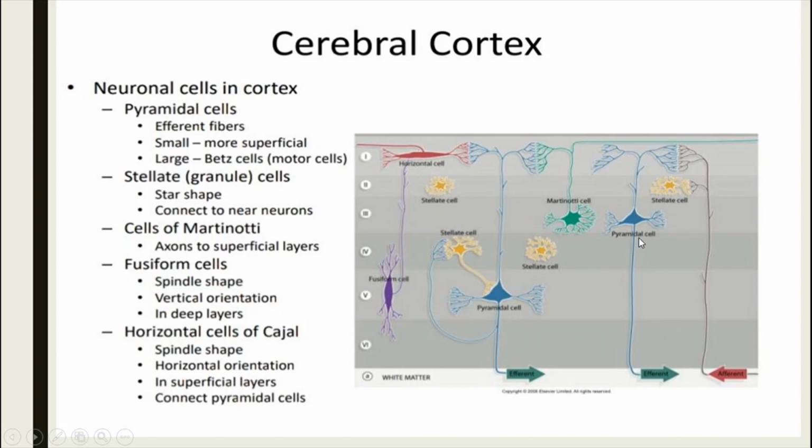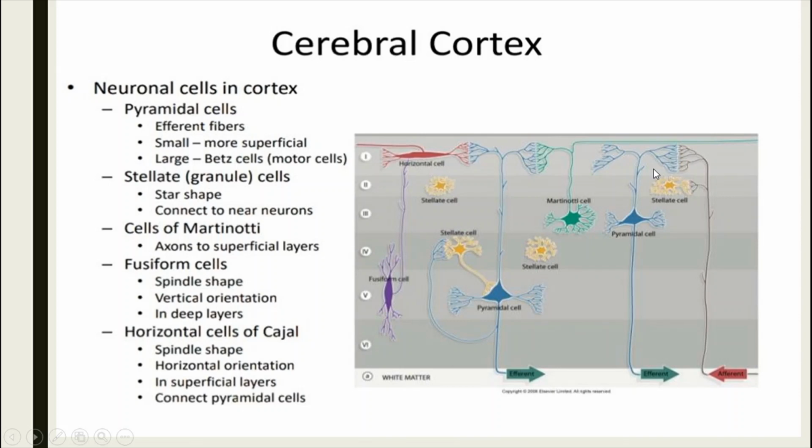Then the next type of cell is the stellate, or star-shaped cells. The star-shaped cells can be seen. The cytoplasm is granulated, so they are otherwise named granule cells. The dendrites connect with the nearest pyramidal cells, and the axon passes towards forming white matter. That is the second type of cell.